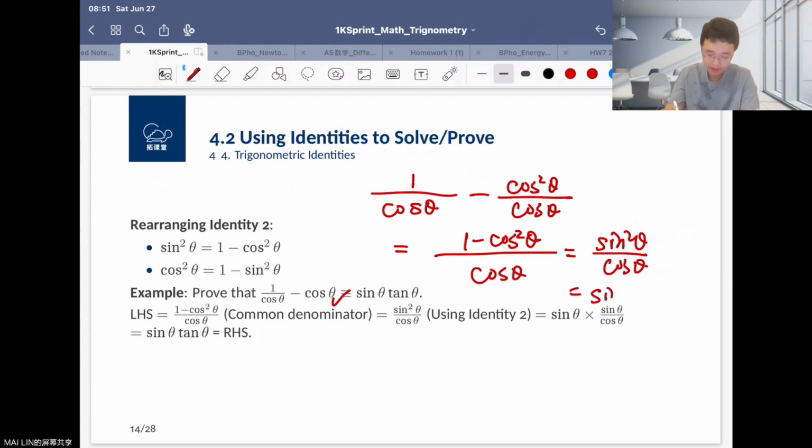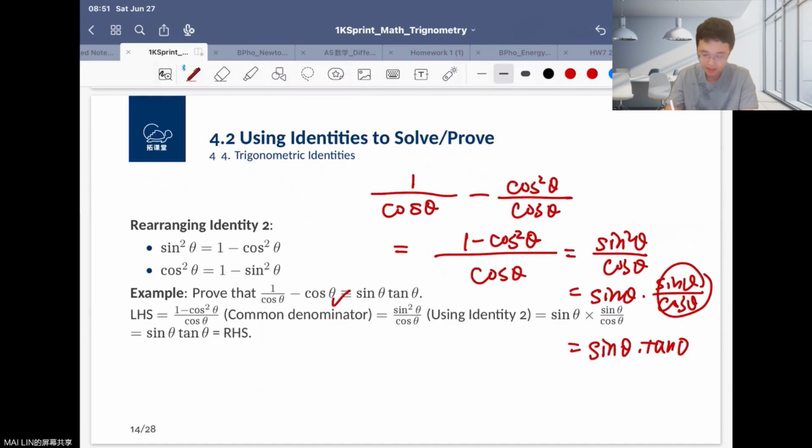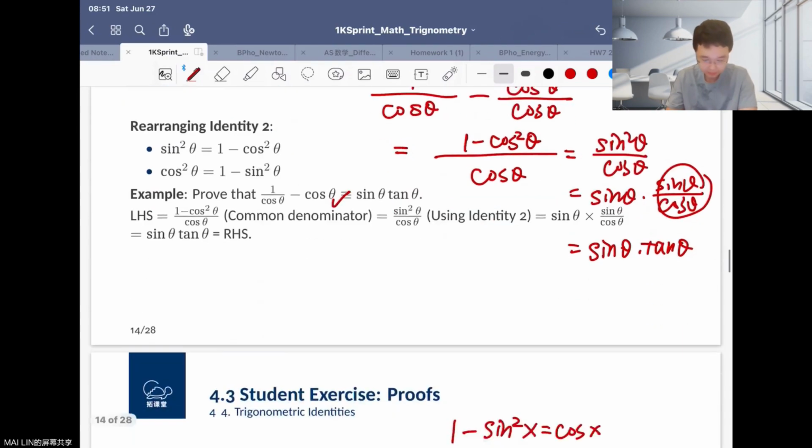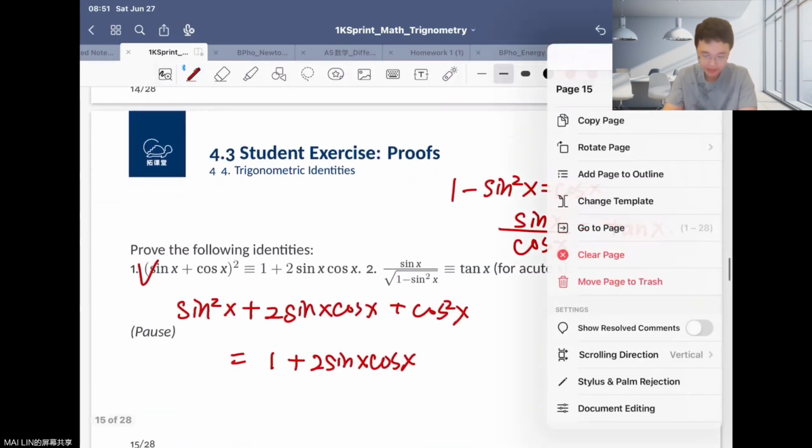So we can reason it as sine theta times sine theta over cosine theta. Sine theta over cosine theta can be considered as tan theta, right? So this can be written as sine theta times tan theta. Okay, that is it. Here's the exercise for you to solve.